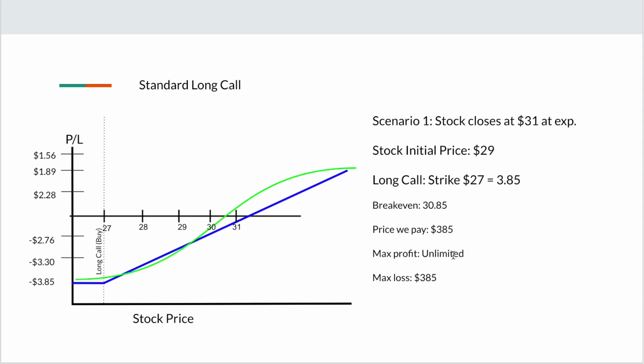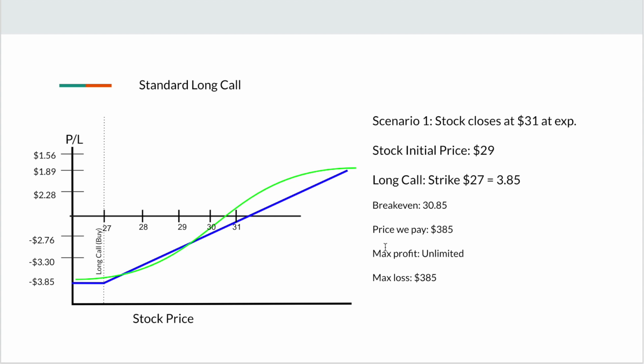Your max profit in this case is going to be unlimited. Say the stock doesn't close at 31. Let's say that we still have a while from expiration. You have an unlimited max profit as long as the stock keeps going up. However, your max loss, if the stock closes anywhere below $30.85, is going to be incurred, and you're going to lose $385.